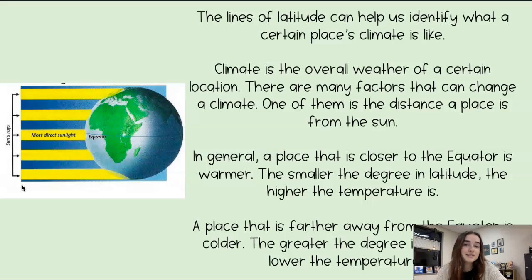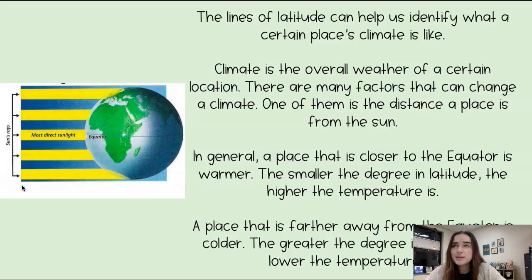The lines of latitude can help us identify what a certain place's climate is like. Climate is the overall weather of a certain location, and there are many factors that change a climate. One of them is the distance a place is from the sun. In general, a place that is closer to the equator is warmer. The smaller the degree in latitude, the higher the temperature is.